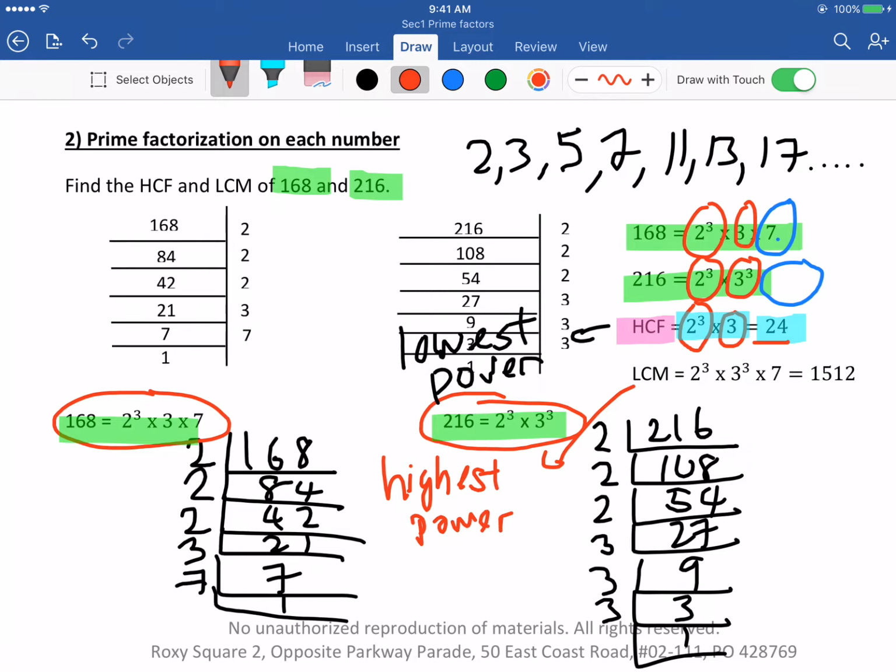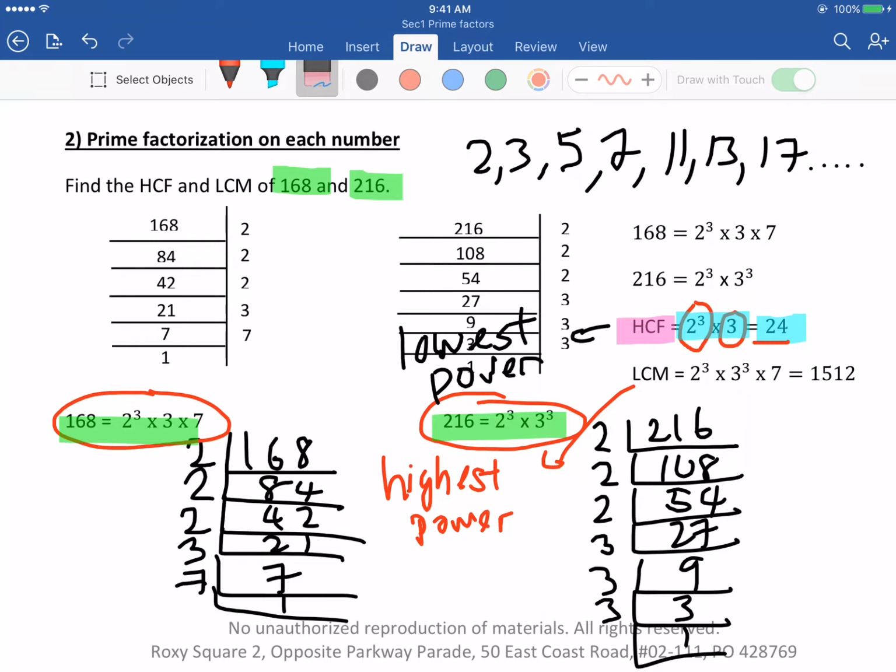Okay, so look out for the highest power. Same thing, let's inspect. 2 to the power of 3 and 2 to the power of 3. Which one has the highest power? Both the powers are the same, so that's why we take 2 to the power of 3 here. Okay, next one. 3 to the power of 1 and 3 to the power of 3. Which one has the highest power? 3 to the power of 3.